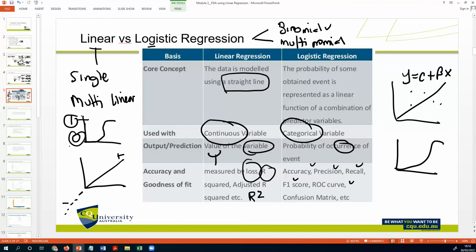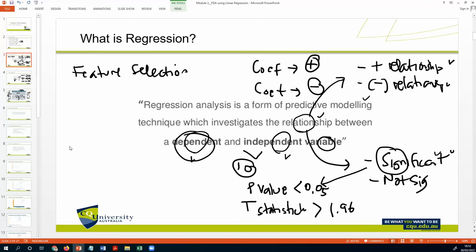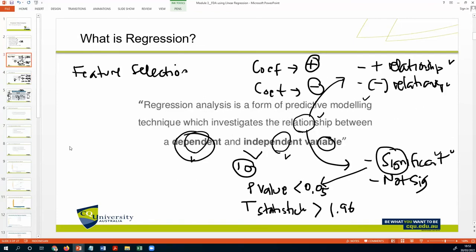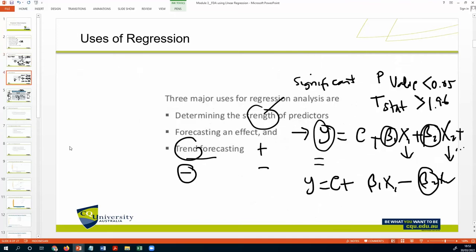In the slide before, just one slide before, this one. We were talking about the forecasting of the effect. Uses of regression. What about it? The forecasting of an effect, you mean to say that the effect is either on the positive side, or it can be both positive and negative?